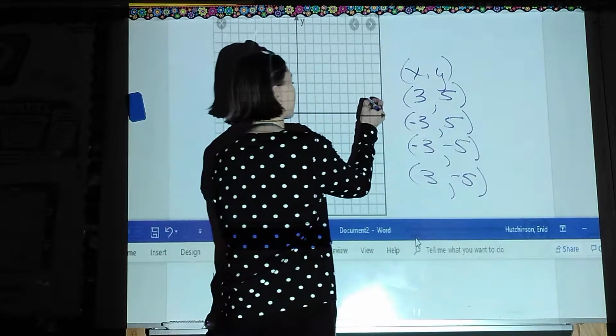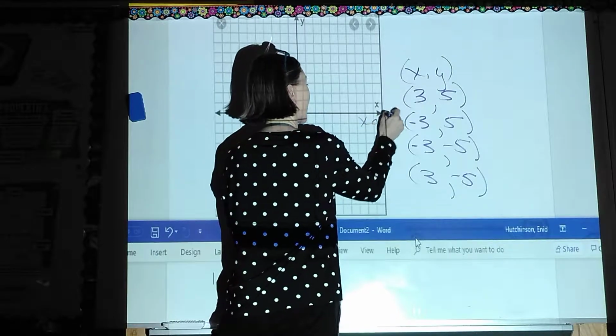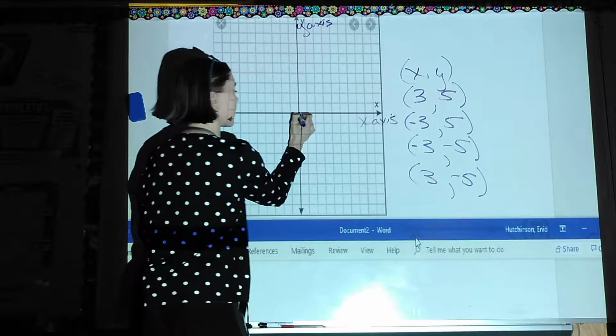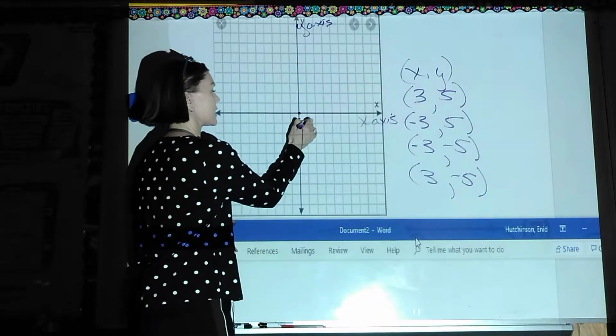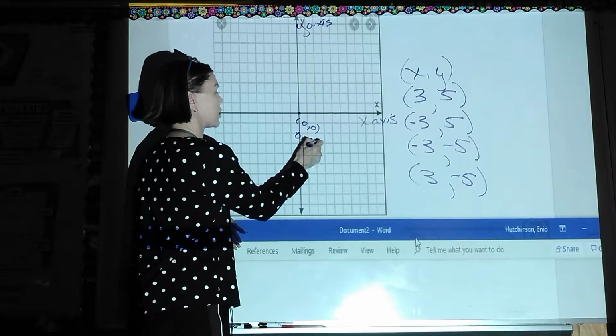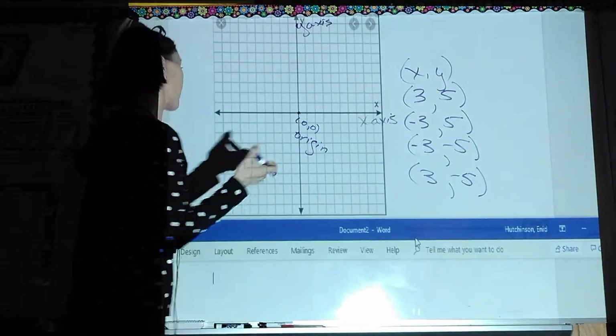I want you to label x-axis, and I also want you to label y-axis. And then here at the very center is your (0, 0). I call that ground zero. It's also called the origin. So make sure you write origin, okay?